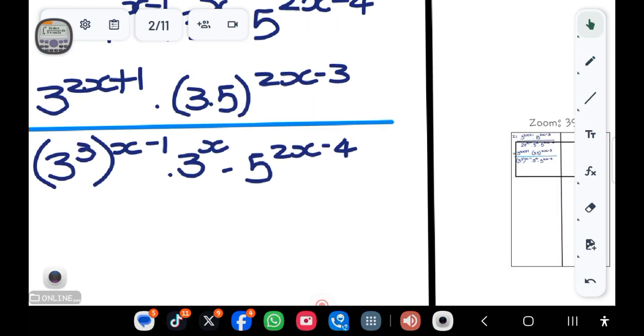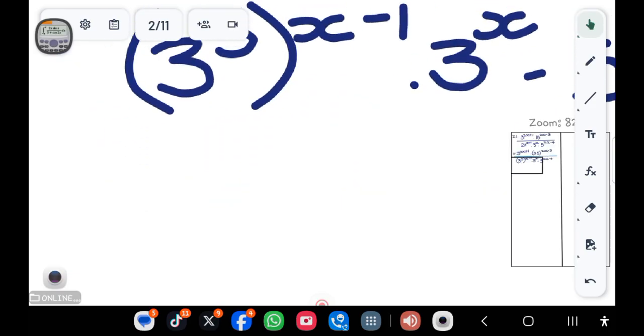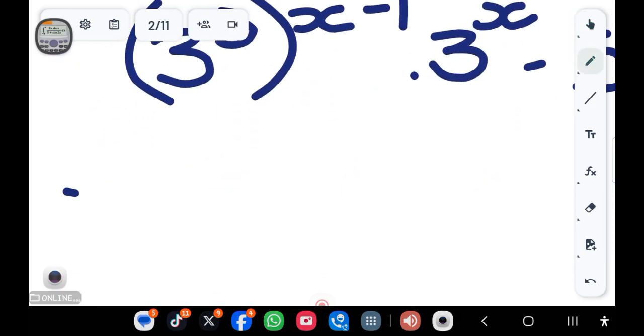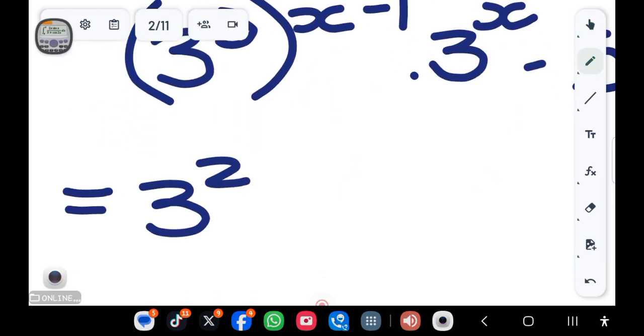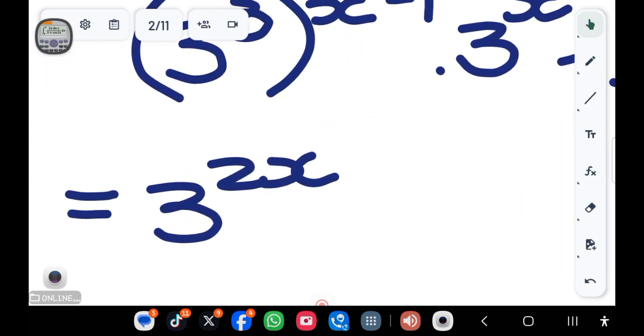Now what you do is you apply the rules of exponents. With the first one, this stays exactly the same. That's 2x plus 1. Nothing changes here. We don't have to apply any law.